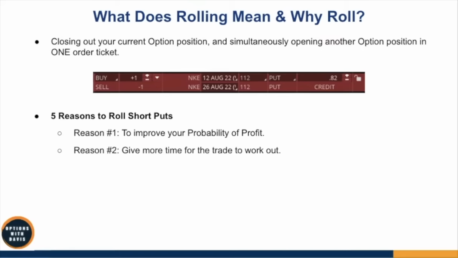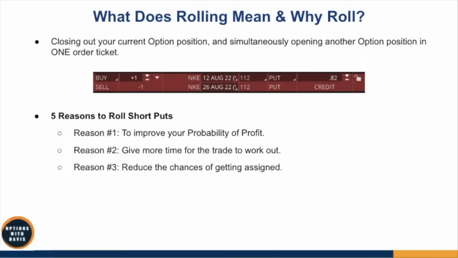Now, the second reason is to give more time for the trade to work out. When we are rolling, we are also extending our time. You can see we have extended from the 12th August to 26th August. This way, if you didn't roll and the market went below your strike of 112 on the expiration date, you'd be assigned on the shares. But if you have extended it, you're giving it another 2 weeks wiggle room. The market could just go back up above 112 and it expires worthless, and then you'll be able to receive the full credit. So it gives us more time for the trade to work out.